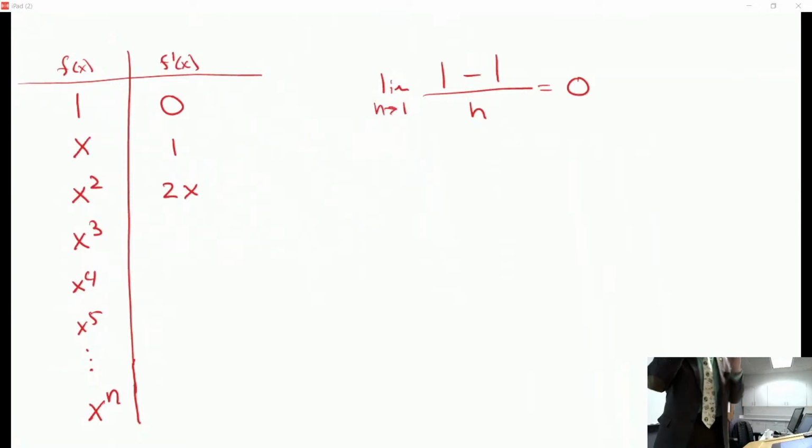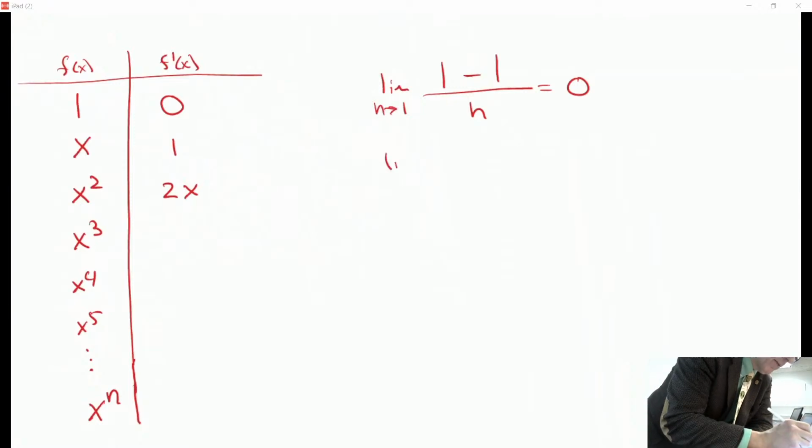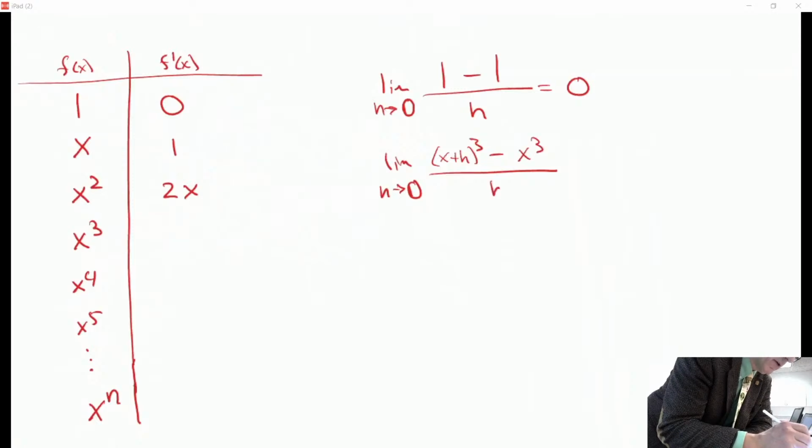Okay, next we're going to do the same thing for x cubed. Limit as h approaches 0. Why did I put a 1 down there? I don't know. So now I'm going to do x plus h cubed minus x cubed over h.